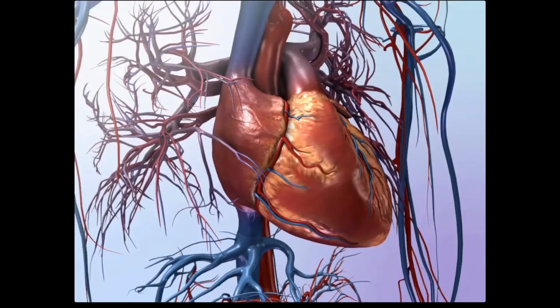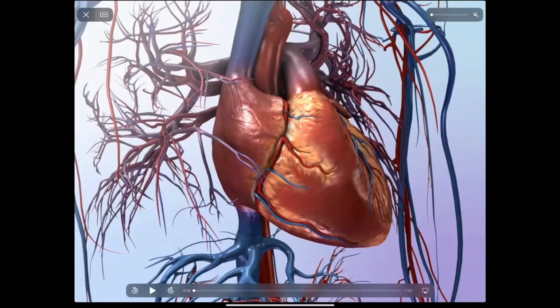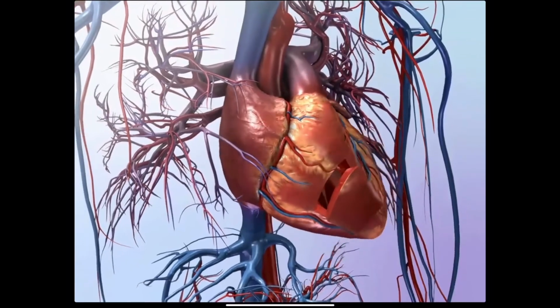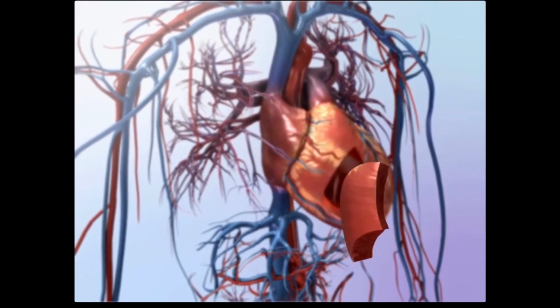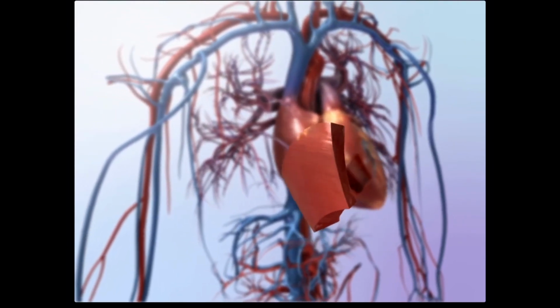Now we're just going to have a quick look at the beating of the heart. And as I said, the beating of the heart is brought about by specialized muscles known as the cardiac muscles. So if I play this video here, you can see how the heart is beating, and you can see a section of this cardiac muscle has been taken out.